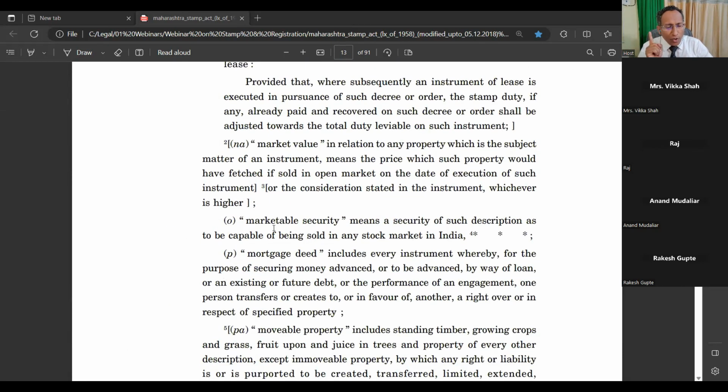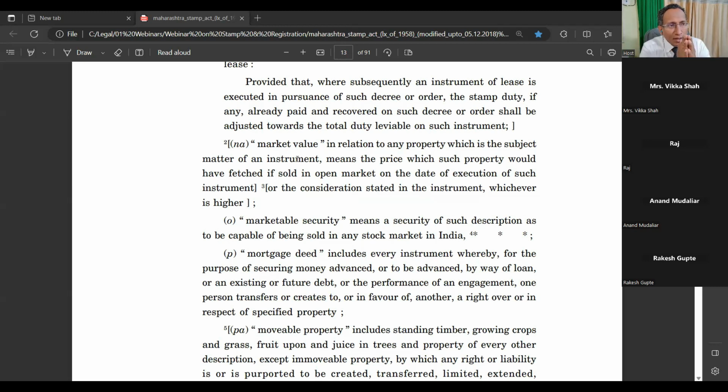For our discussion right now, one thing that is important is the market value of the property. Market value in relation to any property which is the subject matter of an instrument means the price which the property would have fetched if sold in the open market on the date of execution of the instrument, or the consideration stated in the instrument, whichever is higher. Yes, I will explain what market value is.